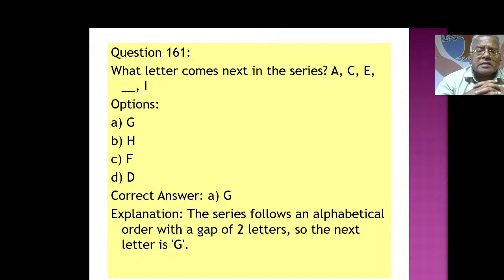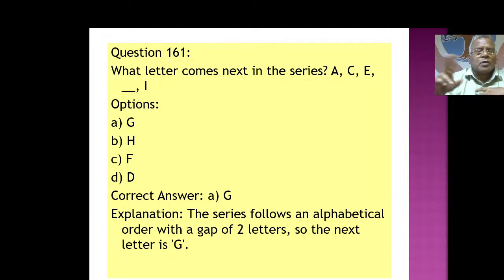What letter comes next in the series? A, C, E, dash, afterwards I. Okay. So, the series follows alphabetical order with a gap of 2 letters. If you see in the alphabet, A, B, C, D, E, F, G, G, H, I.